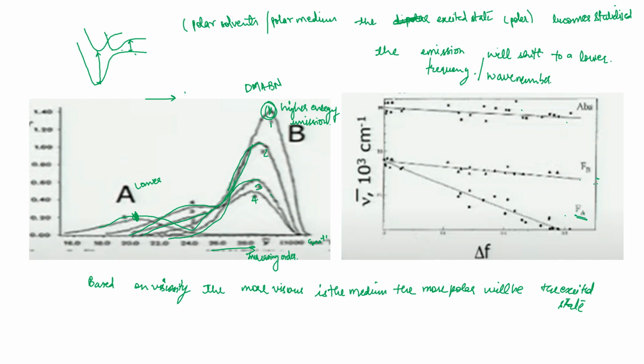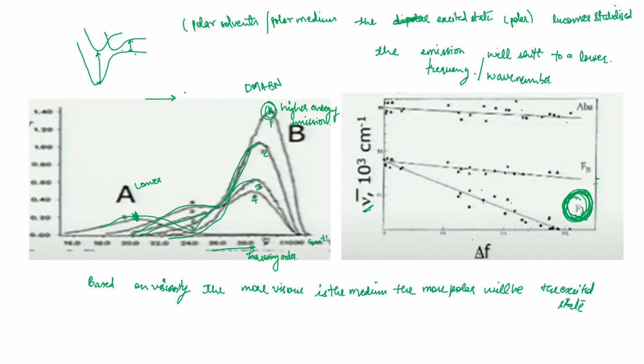So you will note that there is more difference in the value of Fa. What is this Fa? This Fa is the change in the polarity of the molecule. So with the change in polarity, how is the emission changed?